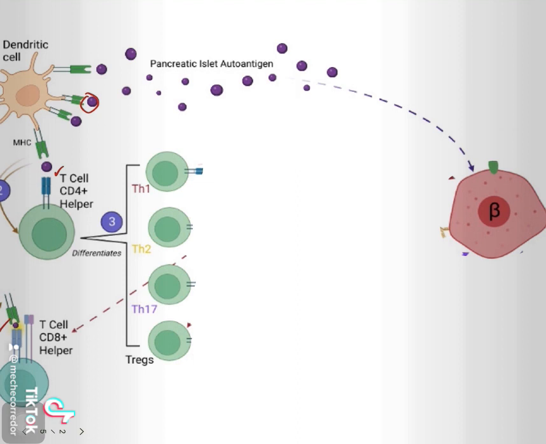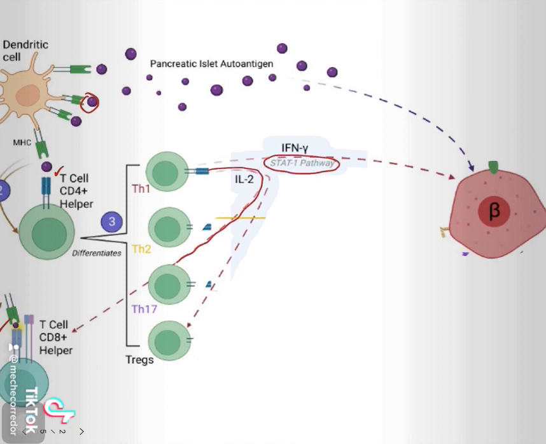Each cell activates a cascade of cytotoxic effects that end up in the destruction of beta cells. Th1 produces interferon gamma that activates the STAT1 pathway for the destruction of beta cells. It also secretes IL-2 or interleukin-2, which helps activate the T CD8 cells and the Treg cells. So here we see that with Th1 cells, there is an enhancement of this cascade by the STAT1 pathway and the further activation of CD8 cells and Treg cells.